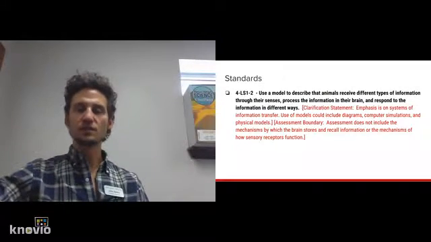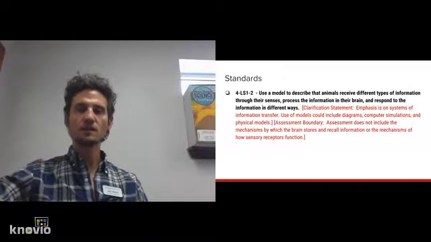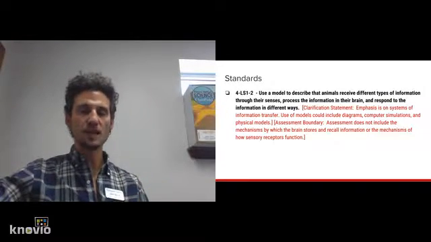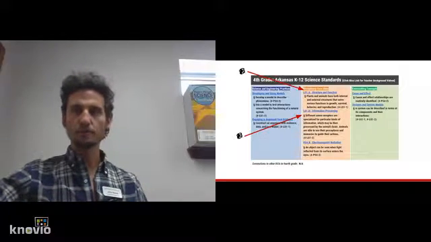So use a model to describe that animals receive different types of information through their senses, process the information in their brain, and respond to information in different ways. So really talking about how animals take in information and use that is really important.